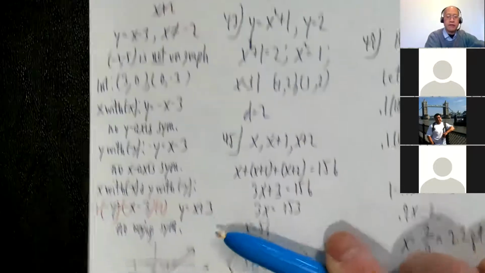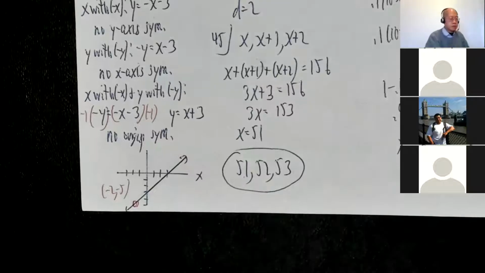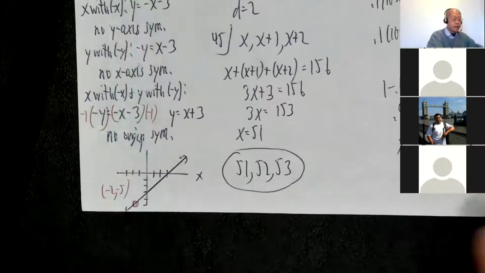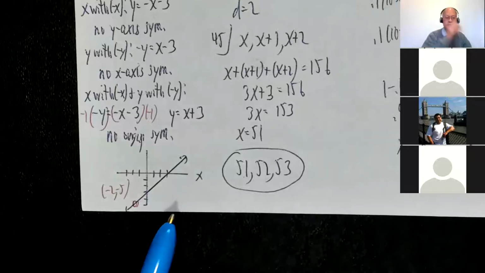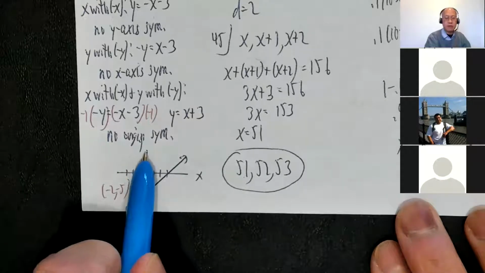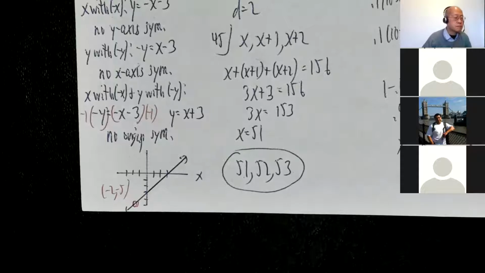And yeah, you can tell from the graph, right? I don't have any symmetry. I don't have y-axis, I don't have x-axis, and I definitely don't have origin symmetry. So at that point would have to give me something over here, and so on. So this has no symmetry.